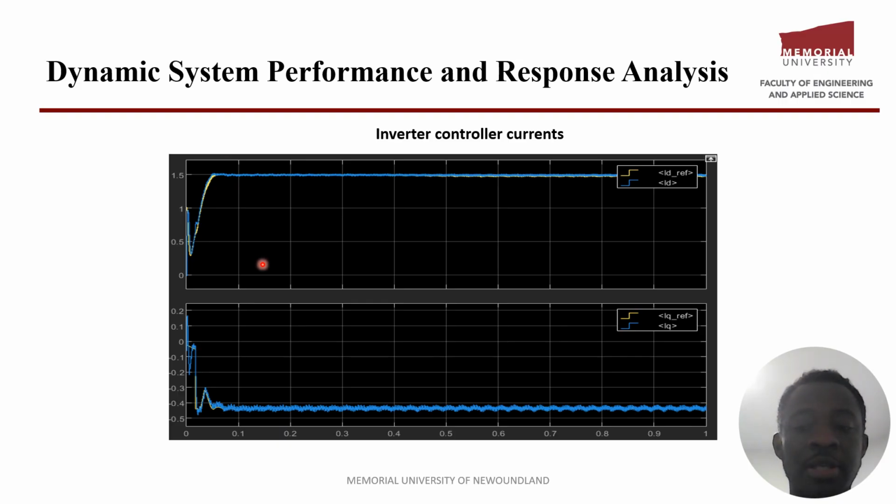This picture shows our inverter controller current in blue and our reference current in yellow. The inverter controller currents are the D-axis current on the top part and the Q-axis current on the bottom part. It can be seen that we achieved a good inverter control because there's a minimal error between the reference and the control currents. The reference current in yellow, you hardly see it, and the controller currents in blue follow the reference current, so we achieved very good inverter control in our project.